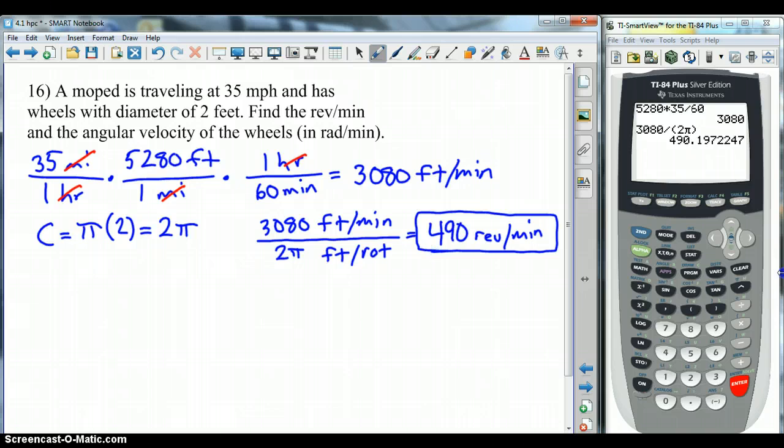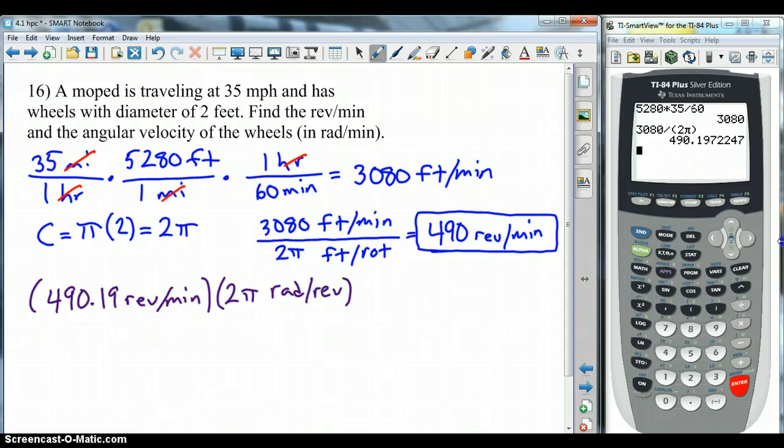All right, let's take a look at the second part of this, the angular velocity. And that's to be measured in radians per minute. So what I'm going to do there is, we know that we're traveling 490, and it's obviously 490.197, etc. revolutions per minute. And every revolution consists of 2 pi radians. So that's 2 pi radians per revolution.